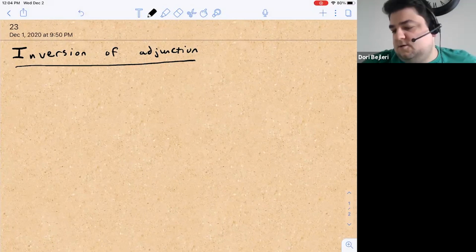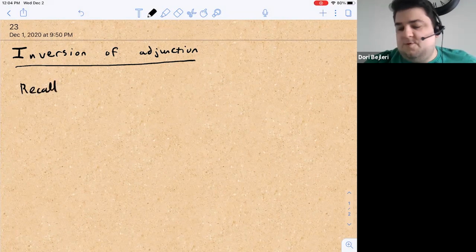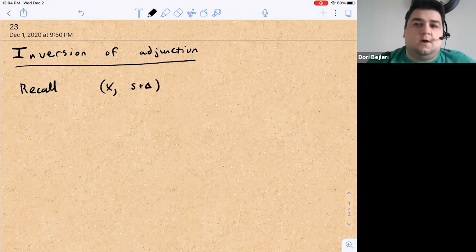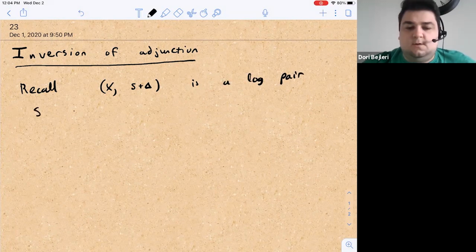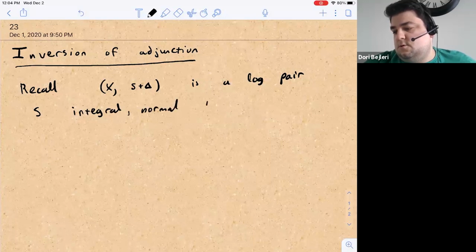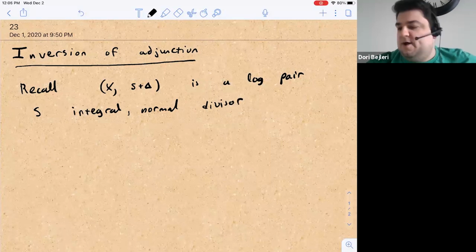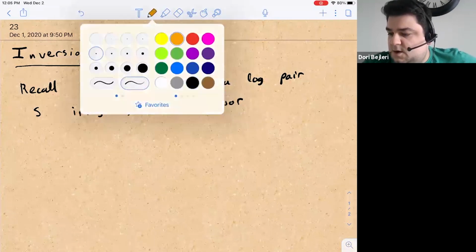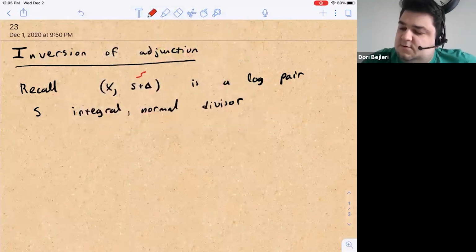So recall we were in the situation where (X, S + Δ) is a log pair with S a normal integral prime divisor, and we also want to assume that S and Δ don't share any components.